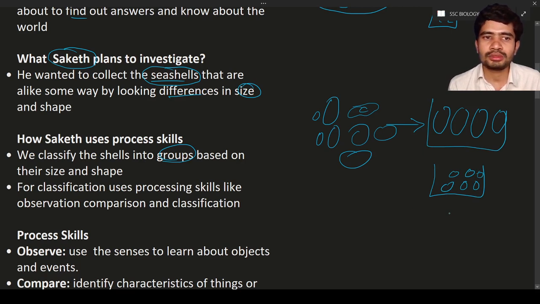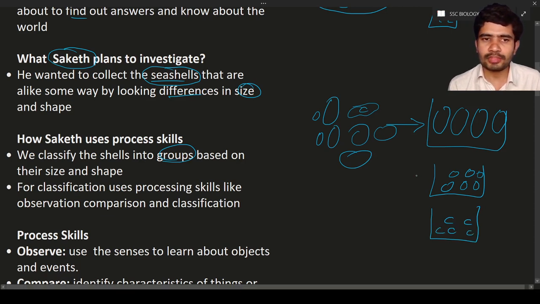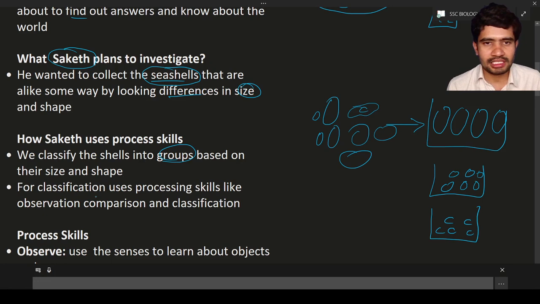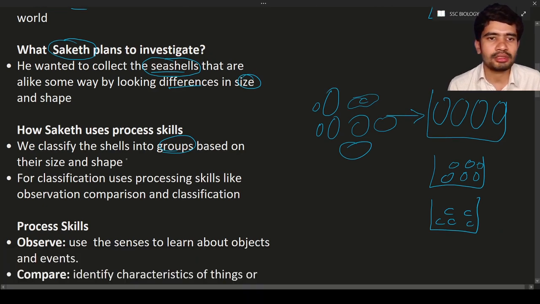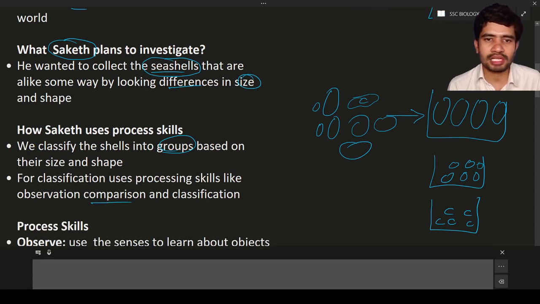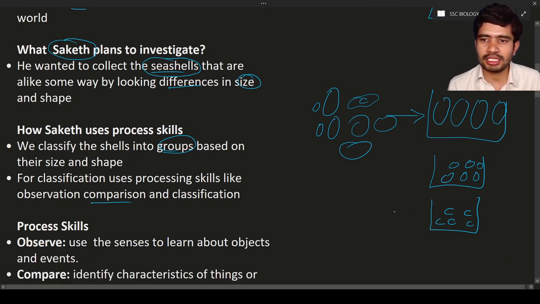Next he is going to collect the colored seashells and put them in another container. So what he is doing is using his senses, like his eyes, for the classification, and putting the shells in different containers. So this is about his comparison and also classification. This is about Saket.